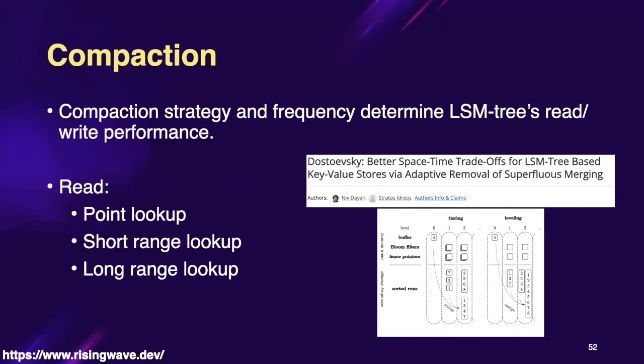issue, right? So this is a very classic paper which discussed how different compaction strategies can affect the performance of operations on the LSM tree, right? So for the read access, we typically would have point lookup, short range lookup, and long range lookup for streaming operators, right?